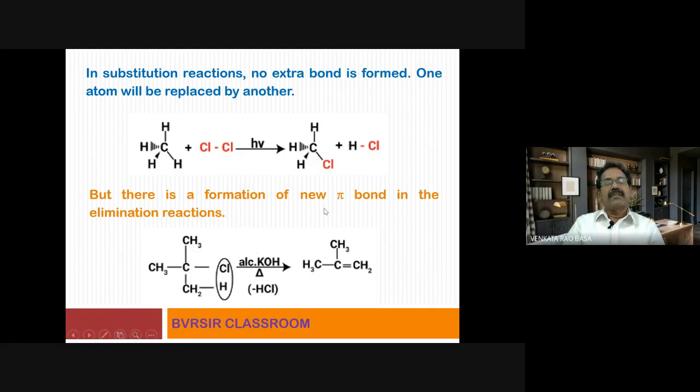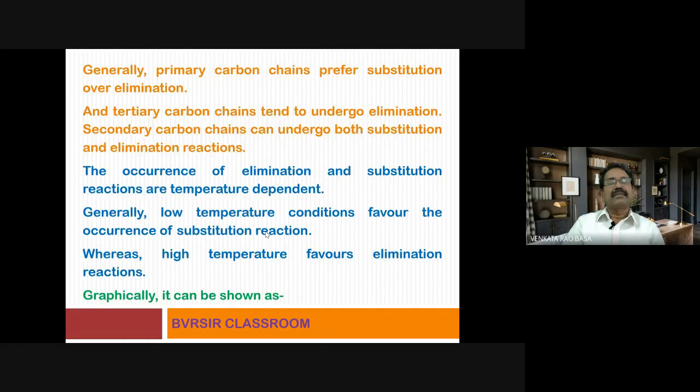But there is a formation of a new pi bond in elimination reaction. If you are taking into consideration an elimination reaction, then the possibility is two sigma bonds gone. This is one sigma bond between carbon and chlorine. This is another sigma bond between carbon and hydrogen. HCl is eliminated. Now, these two sigma bonds get converted into a pi bond. This is a very good example for elimination reaction. So these are the two differences.